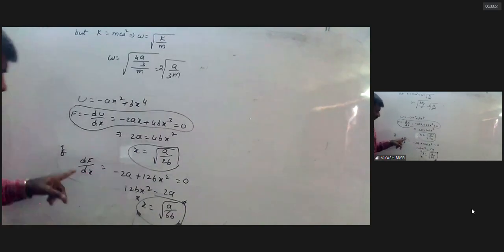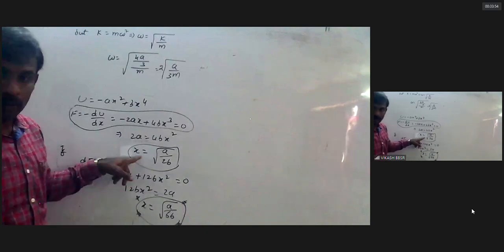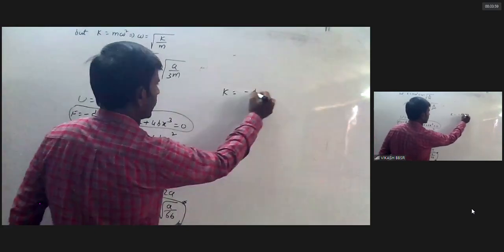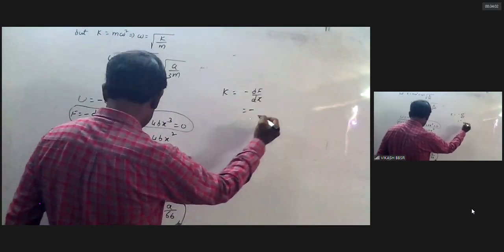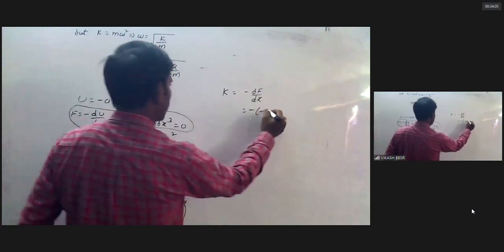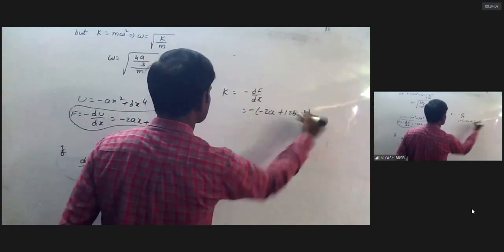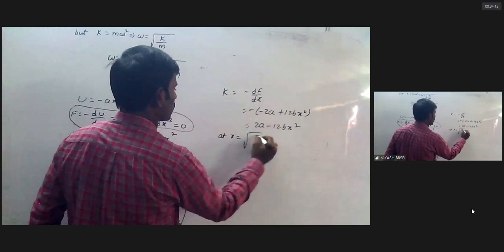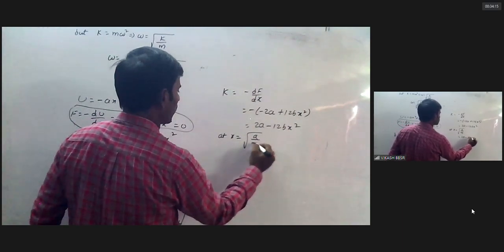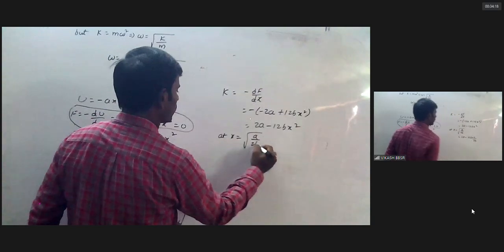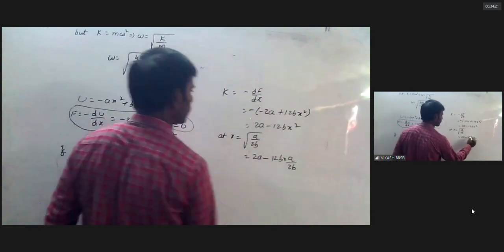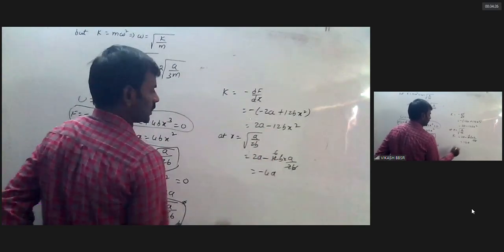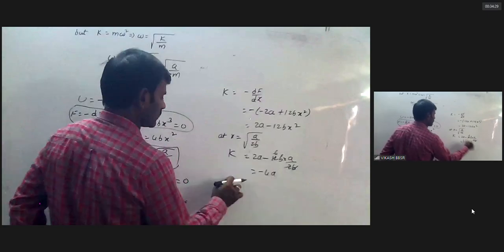No. df by dx at a by 2b, a by root 2b. See here, k equal to minus df by dx, minus, what is this, minus 2a plus 12b into x square, 2a minus 12b x square, at x is equal to root of a by 2b, 2a minus 12b into a by 2b. Then what we get? Minus 4a. So k equal to minus 4a. But give me the modulus, no problem.